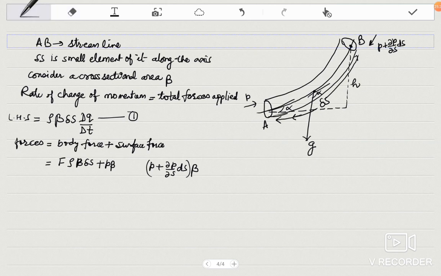Now what about the sign? This pressure is working in inward direction and this is working again in inward direction, but both are in opposite directions. So if I have taken it plus, it will be minus. Finally it is F rho beta delta S plus this P beta will be cancelled with this P beta, and we are left with minus delta P by delta S ds beta. So this is the right hand side.